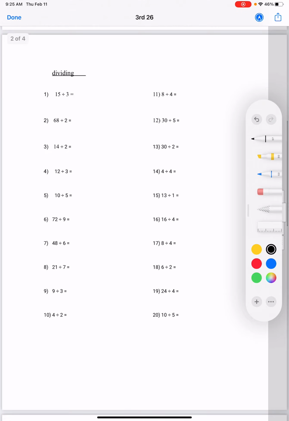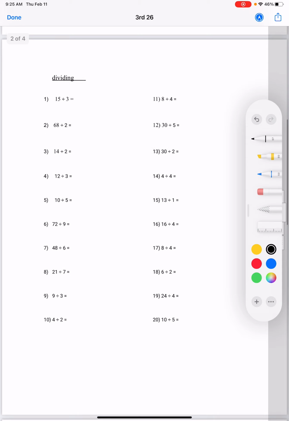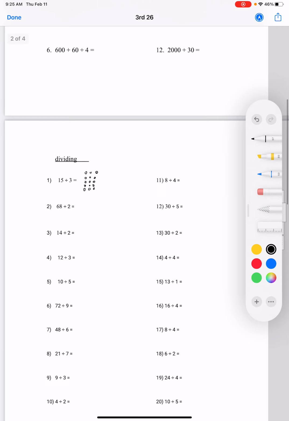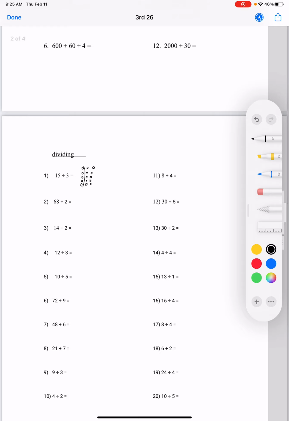Next, we have division. Okay, so division is thinking the opposite of multiplication. So if you have 15 divided by 3, it's like saying you have 15 objects. Let's say we have 15 circles. So 1, 2, 3, 4, 5, 6, 7, 8, 9, 10, 11, 12, 13, 14, 15. And you're dividing them into 3 equal groups. So what you want to do is you want to divide them into 3 equal groups.